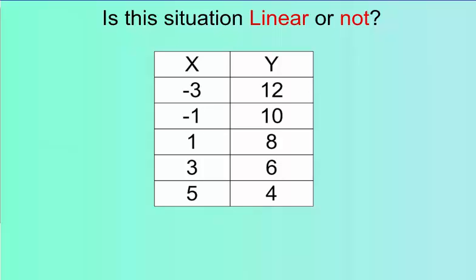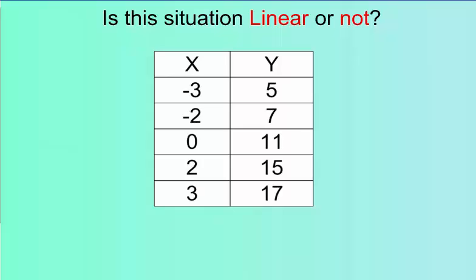Again, here's another table. Look at the x values, make sure they are changing at a constant rate. In this case, they're going up by 2, which makes it a constant rate of change. Then we have to look at our y values, which are decreasing by 2. Since they both have that constant rate of change, that means that it is linear.